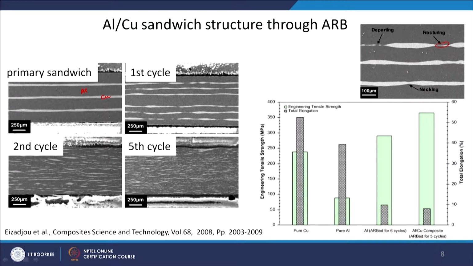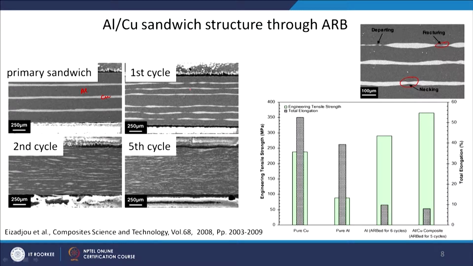You can see that necking is there. Necking has started here, almost about to complete here, and there is a break in the copper layer. Here also you can see after the first cycle itself there is a break in the copper layer.